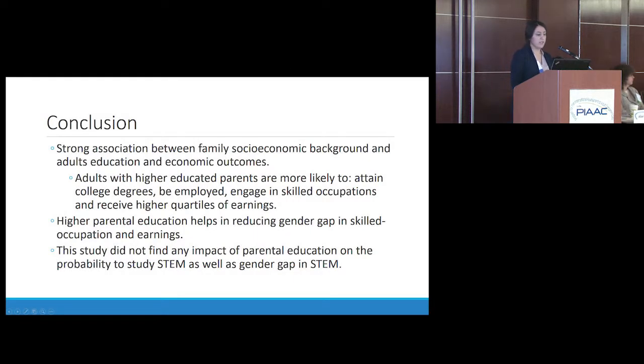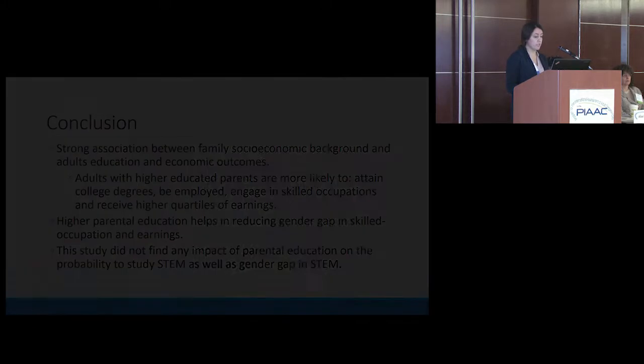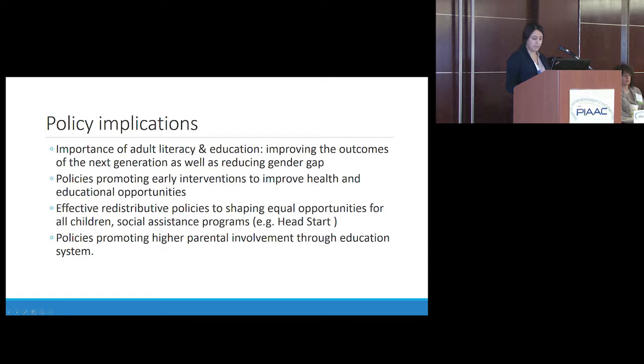So the conclusion is there is a strong association between parental education, used here as an indicator or proxy for family socioeconomic status, and different education and economic outcomes of children. And we see that higher parental education helps in reducing the gender gap in skilled occupations and also earnings. But we didn't find any impact of parental education on the probability of studying STEM, as well as on the gender gap in STEM.